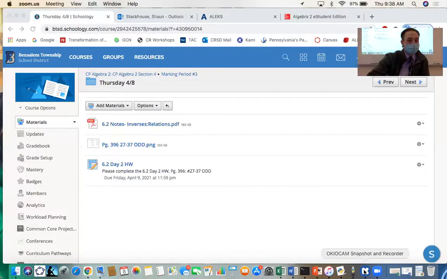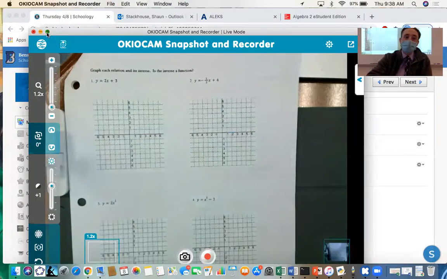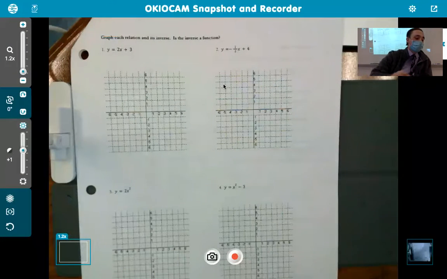Okay, so like I said, today is a continuation of section 6.2, which is on inverses. And where we're going to start is where we kind of left off yesterday, where we have an equation that they give us. We're going to be able to graph that, find some points along that graph, and then use those points to help us find the inverse.